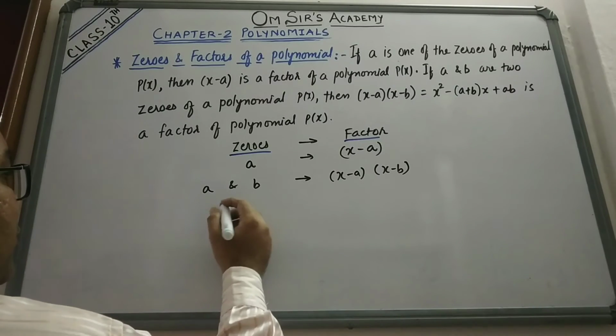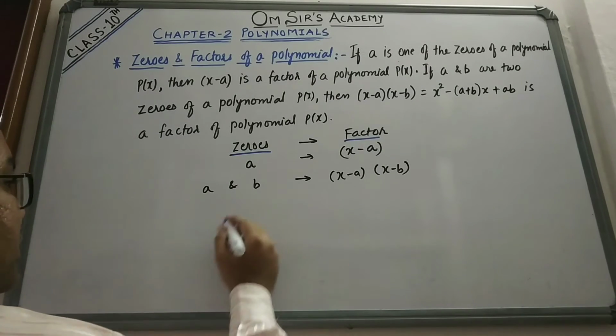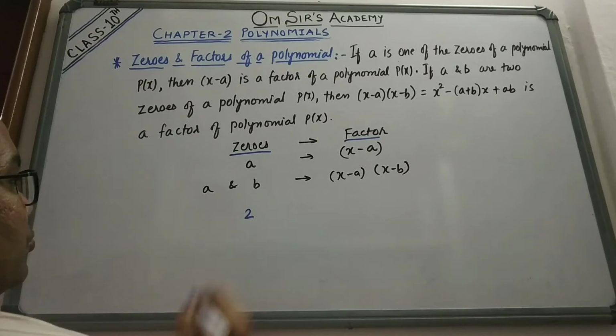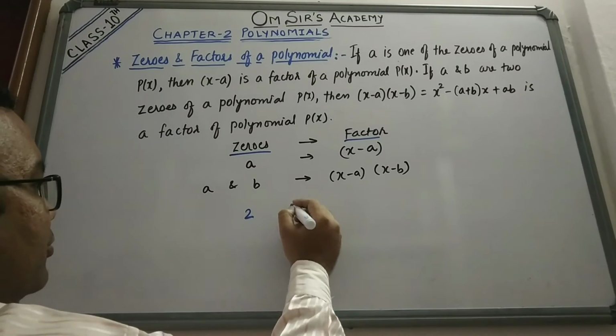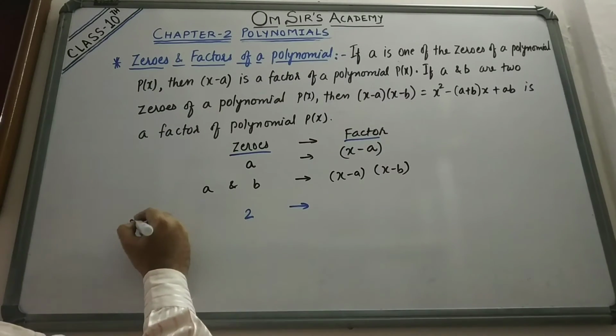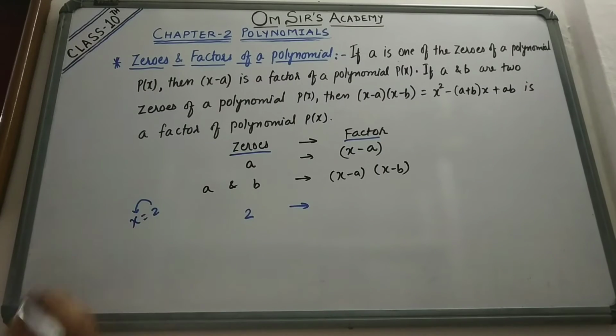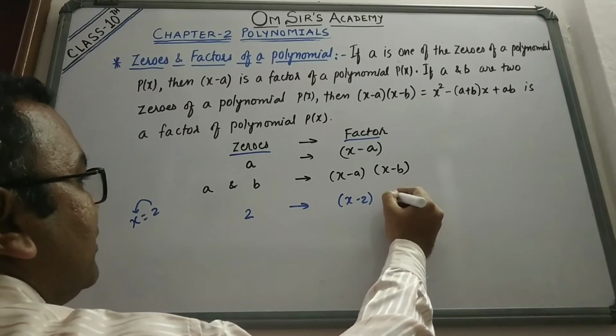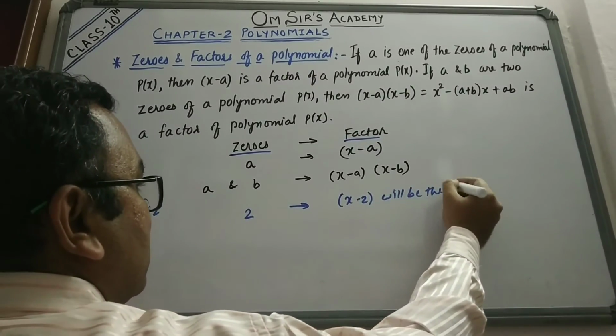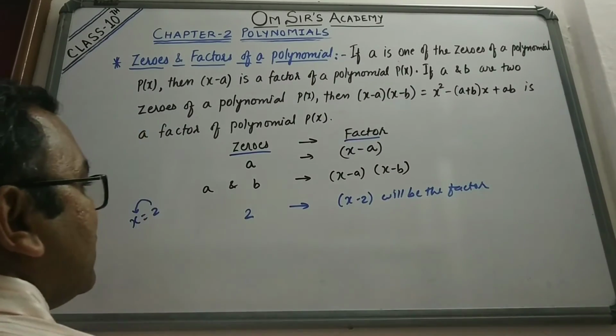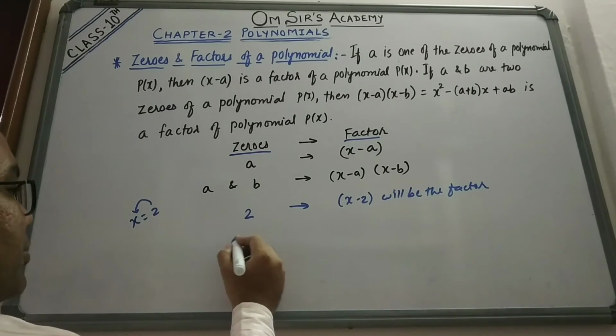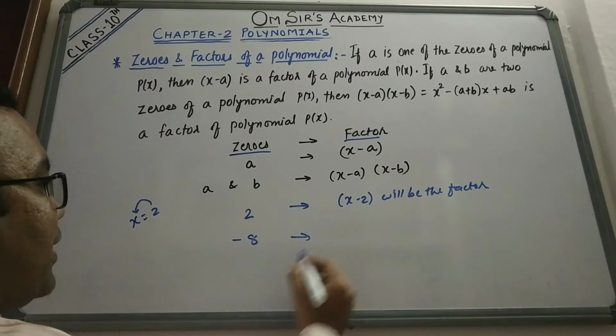For example, say zero is 2, then what will be the factor? So the value of x is 2. If I take this 2 to this side, what will be my factor? Then x minus 2 will be the factor. Okay, is it clear? Now suppose zero is minus 8, then what is the factor?